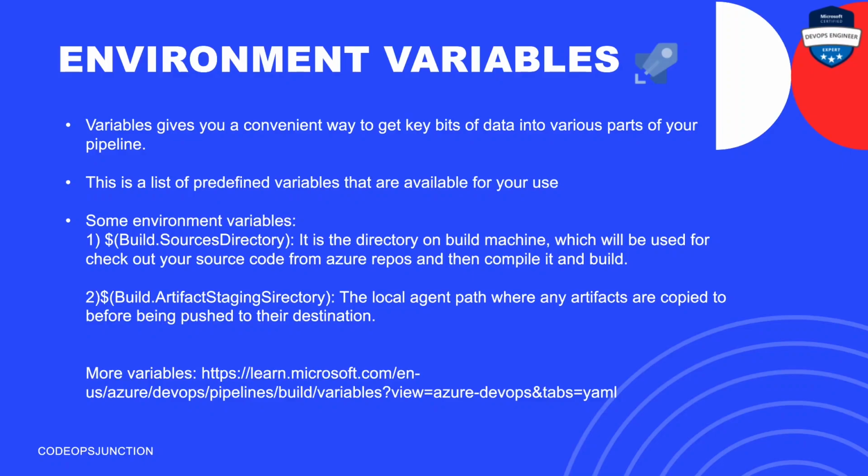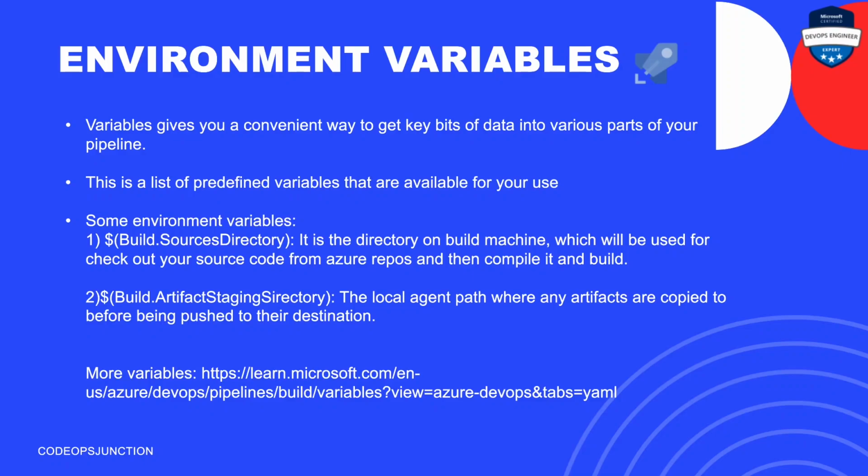It is the directory on the build machine which will be used to check out your source code from Azure Repos and then compile and build it. Now the second one is Build.ArtifactStagingDirectory, the local agent path where any artifacts are copied to before being pushed to their destination. So these are some examples of environment variables.